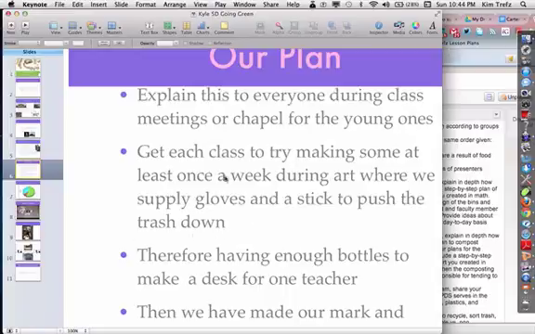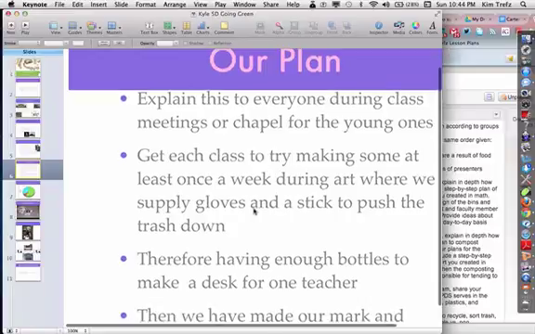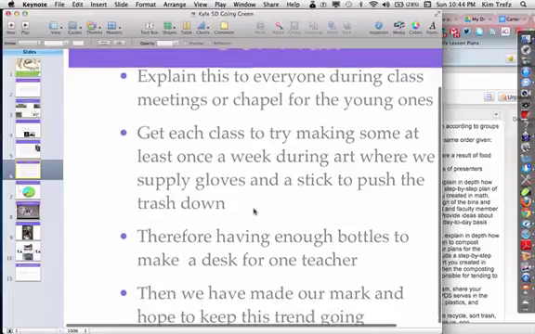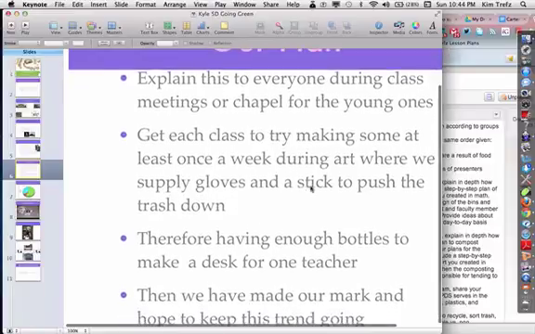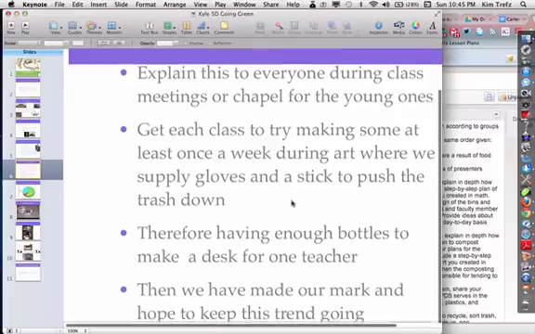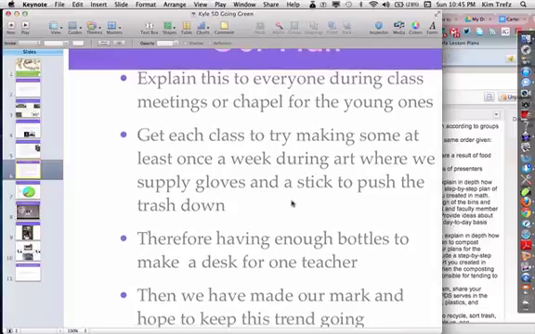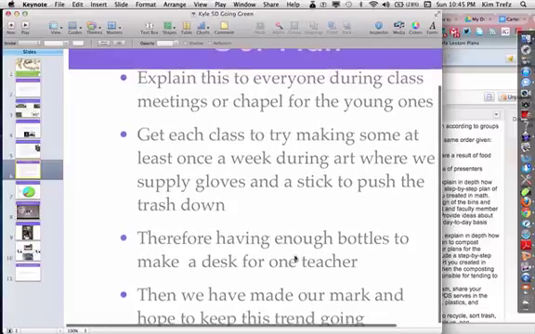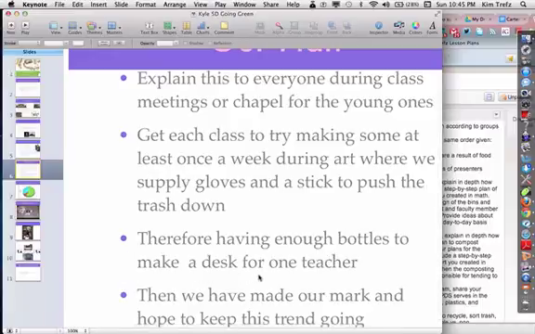Okay, I do like that, and that gives me a little bit more insight on how often you're going to go about doing this. You'd probably need to get permission from the art teacher, because you can't just assume that she's going to give up her class time once a week to do this. So you might want to consider forming a committee outside of art. And then you've said, therefore, having enough bottles to make a desk for one teacher.